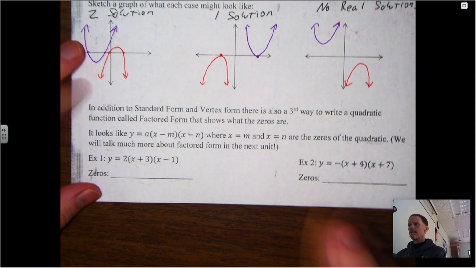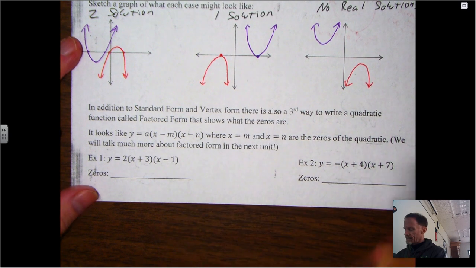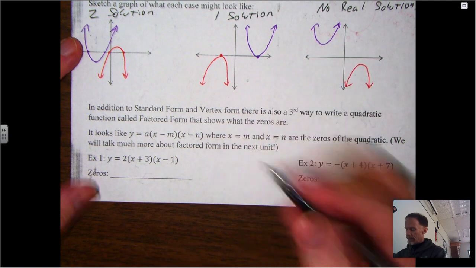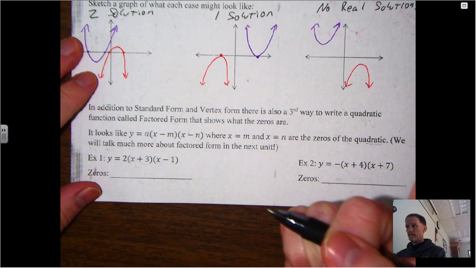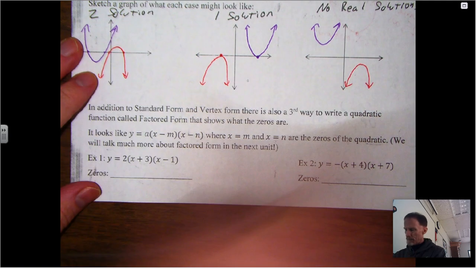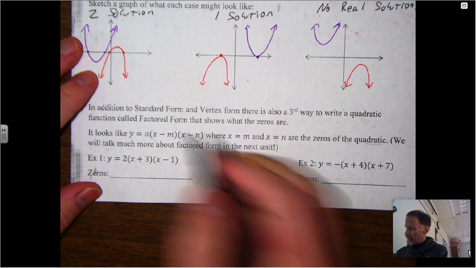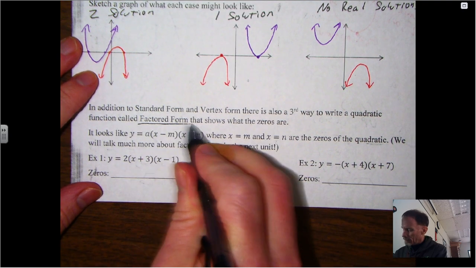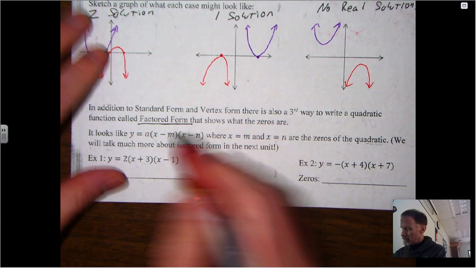The last thing for this video and kind of the intro to quadratics is I mentioned at the very beginning, there's three forms of a quadratic. We had standard form, vertex form, which we'll be dealing with mostly in this unit. And then we have this thing called factored form. Okay, factored form, this is what it looks like.